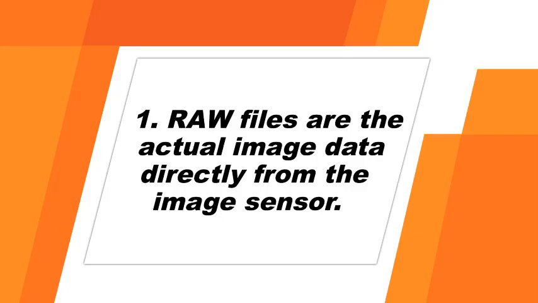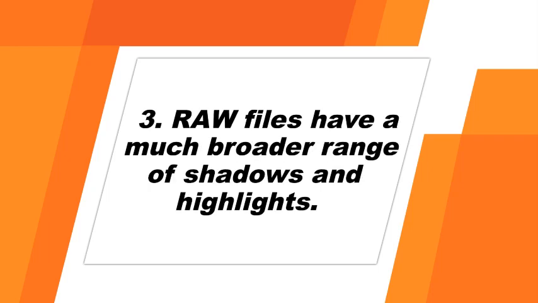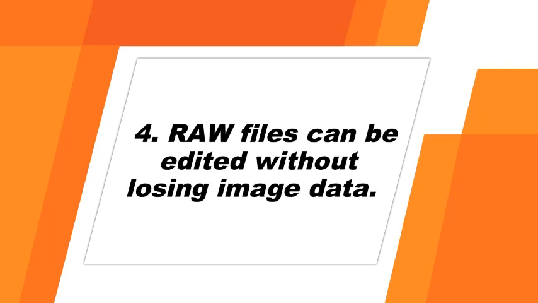First, they are not actually image files. They are actually the raw data saved to the memory card directly from the image sensor. Next, RAW files are uncompressed, meaning that the file sizes are considerably larger than those of compressed files. RAW files have a much broader range of tones. Shadow and highlight areas have more detail than JPEG files. Also, you can make extensive edits to a RAW file without losing data or image quality.